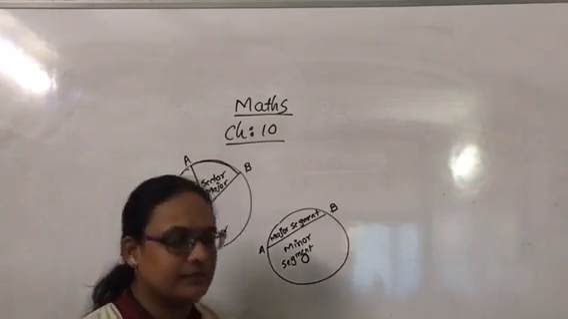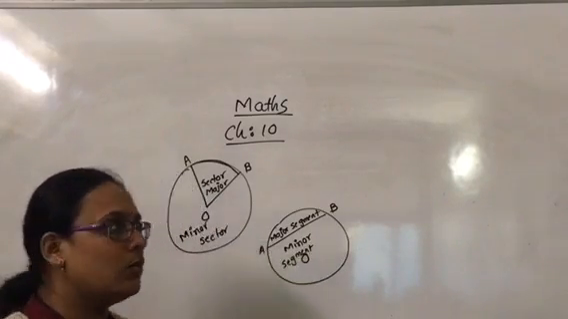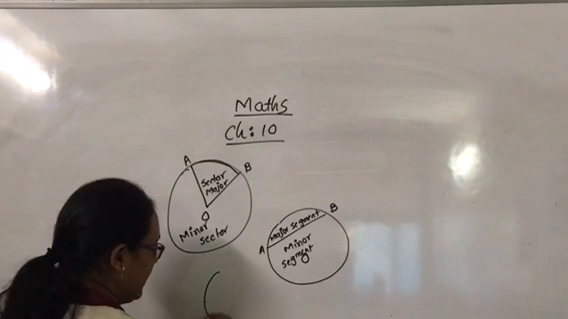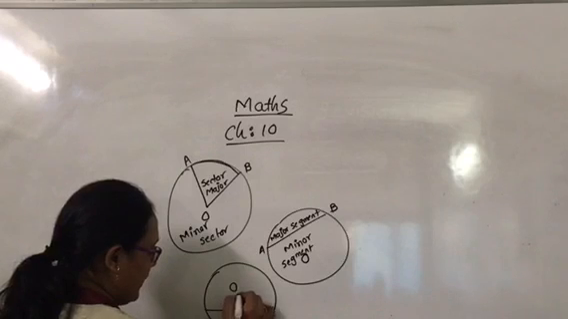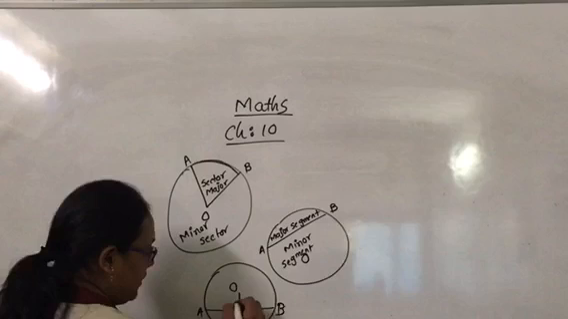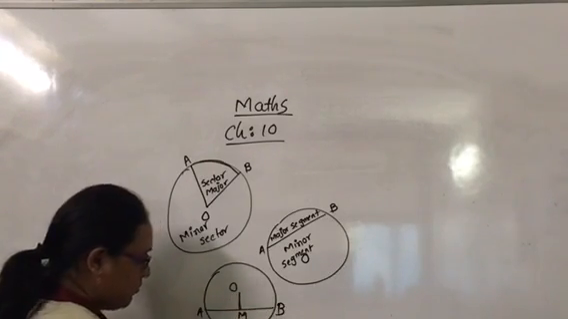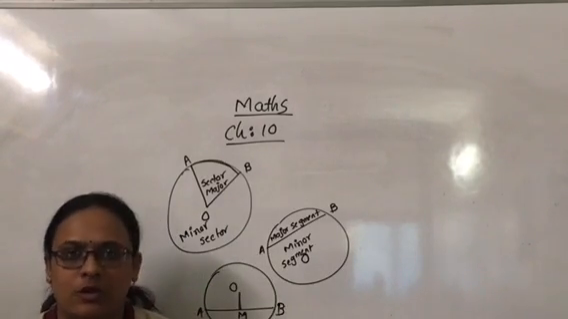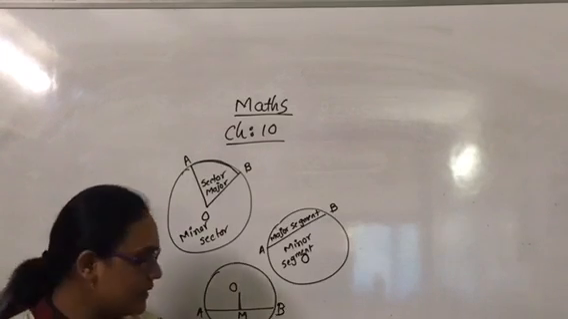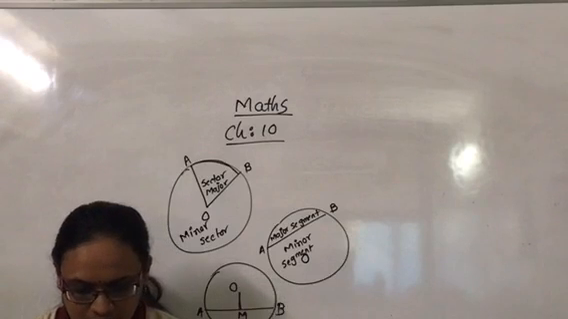As I said, we are going to learn about sectors and segments, and one more thing: if we have a chord like this, then the perpendicular from the center divides the chord into two equal parts. This particular theorem we are going to prove. Now let us start.